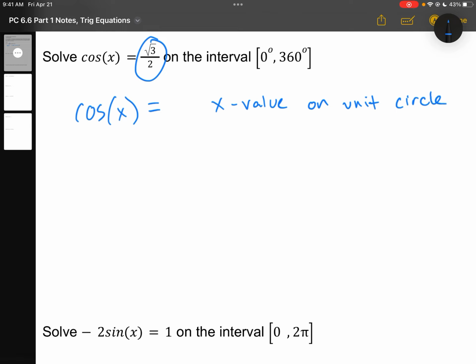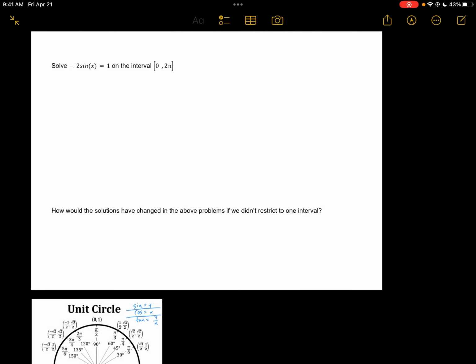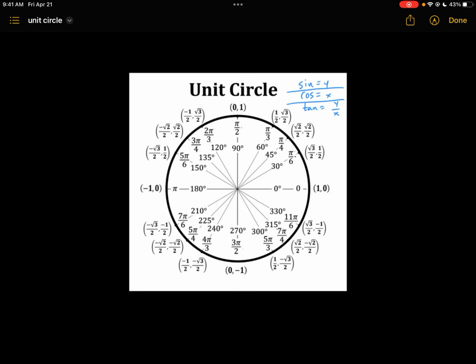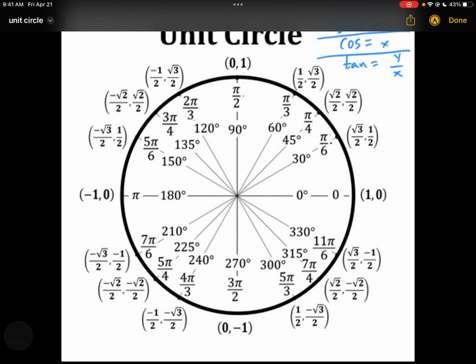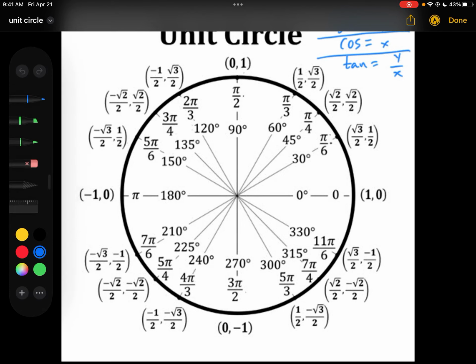So we're going to have to jump over to the unit circle and look for all of the places where we see root 3 over 2 as the x value. We do have to keep our sign in mind as well, so it's not all root 3 over 2, it's where it is positive root 3 over 2. We can highlight the areas where that's true. We have an x value of positive root 3 over 2 at 30 degrees, or pi over 6. And the only other positive root 3 over 2 that we see is at 330 degrees.